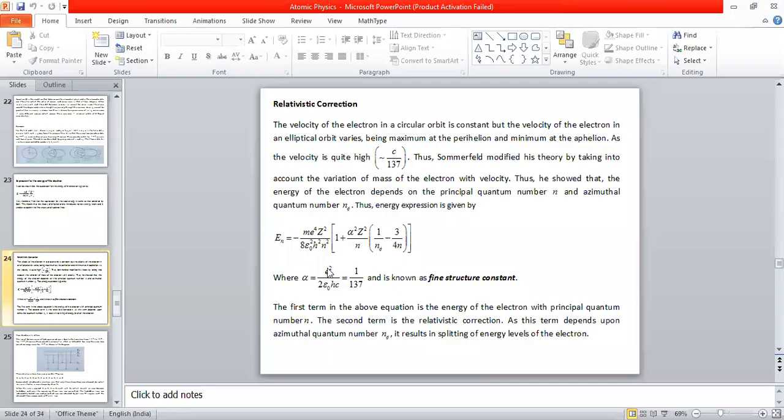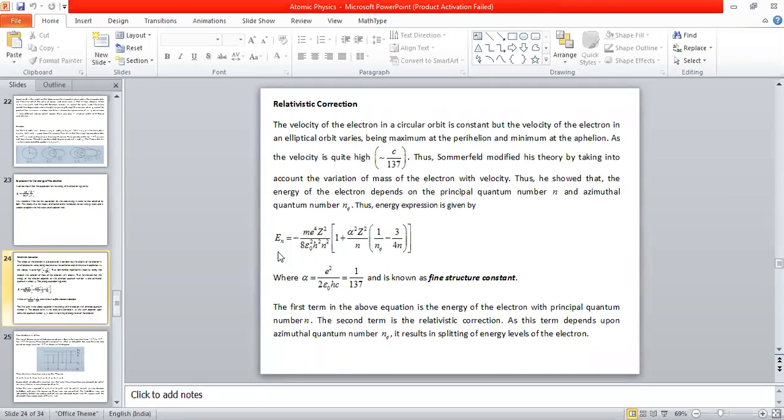We did not derive it; the derivation is quite difficult. We mentioned the energy expression for the electron in an elliptical orbit, based on the second postulate of Sommerfeld's model, which accounts for the variation of mass of the electron due to the variation of its velocity in an elliptical orbit.